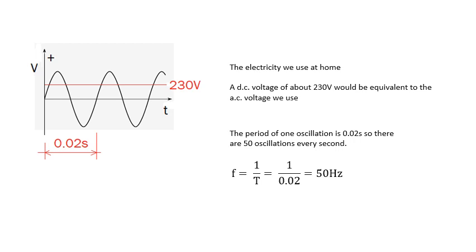The electricity we use at home. Now, why 230 volts? Well, a DC voltage of about 230 volts would have the same effect. Okay, your lights would be just as bright. So we say it's a 230 volt AC voltage, looking at the graph. Okay, it oscillates, it changes direction, and the time it takes to go positive, negative, or if you like, the time it takes the current to go backwards and forwards is about 0.02 seconds. And so that means that there are 50 oscillations every second. So the frequency is 1 over the period, and 1 over 0.02 is 50 hertz. So the current would go backwards and forwards 50 times a second in the UK. Okay, that's the frequency that we use in this country.